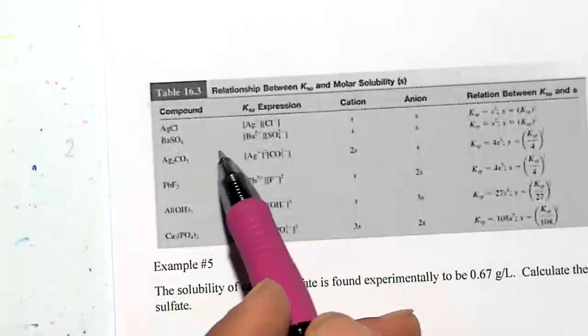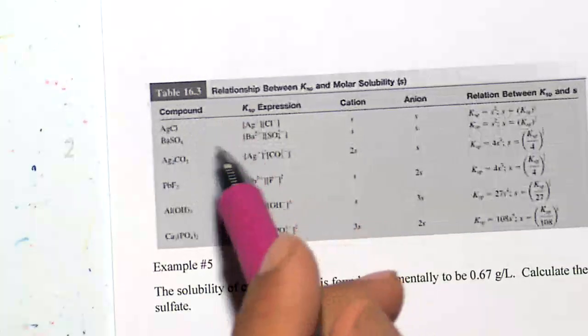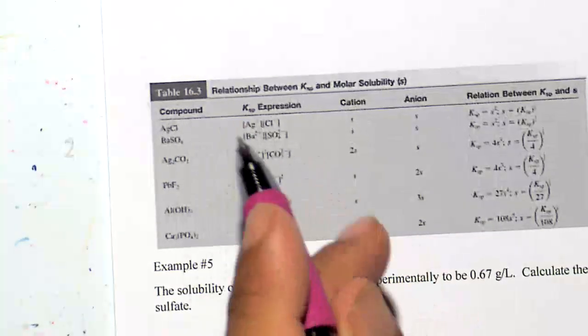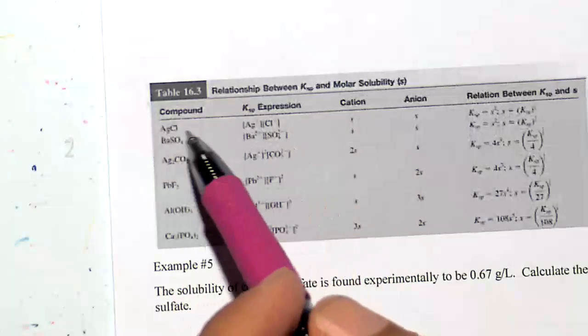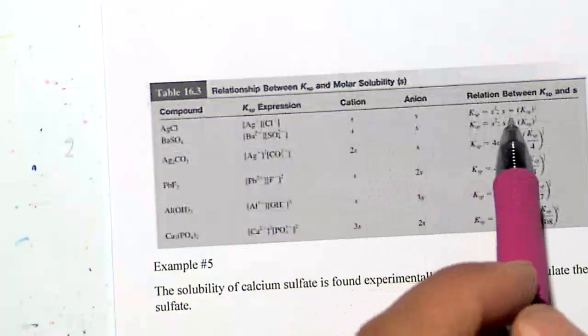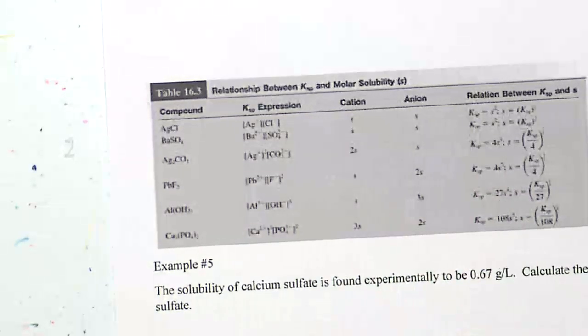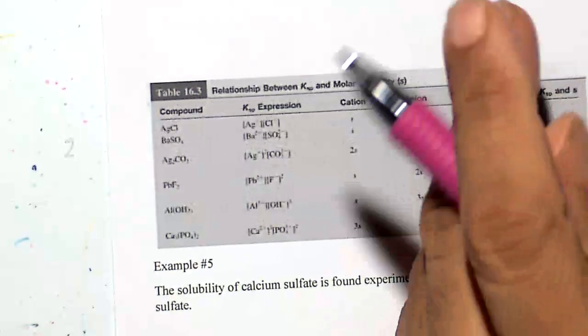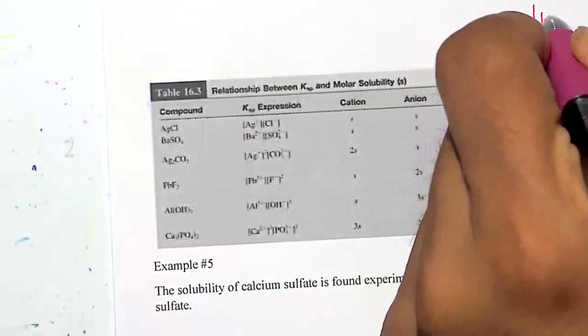Here's another table that's pretty good to look at if you have it in your textbook, or if you print out a copy of your notes, you can probably see this better. But this is the KSP expression, and then the relationship, the math that you have to do. So this is good if you print it out because it tells you how to solve for S. Okay, S is the solubility.